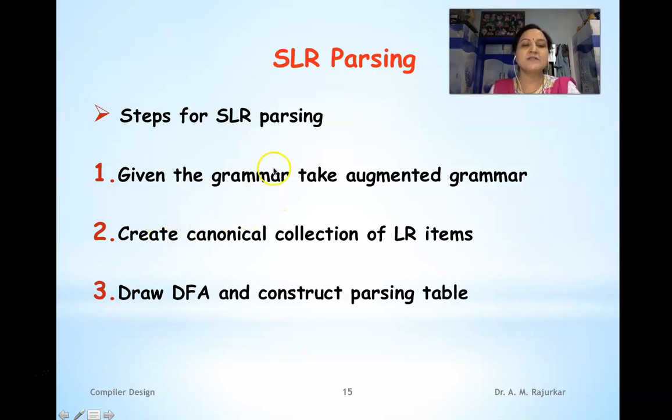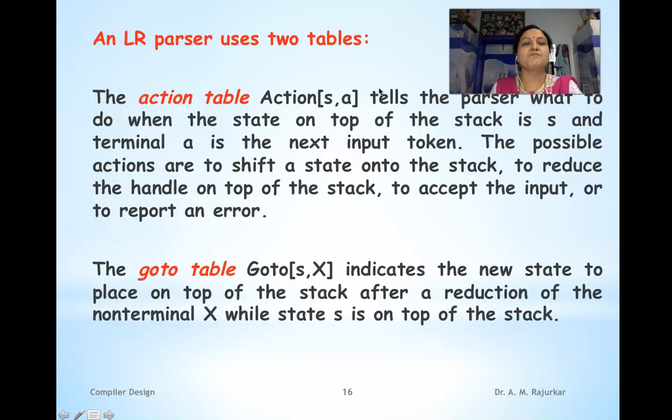Second, once the grammar is augmented, create the canonical collection of LR items. For SLR parsing, these LR items will be LR0 items. And the third step is drawing the deterministic finite automaton or DFA and constructing the parsing table. So we will see today one by one how to augment the grammar, how to create the canonical collection of LR items, and how to draw the DFA and construct the parsing table for SLR parsing or simple LR parsing.